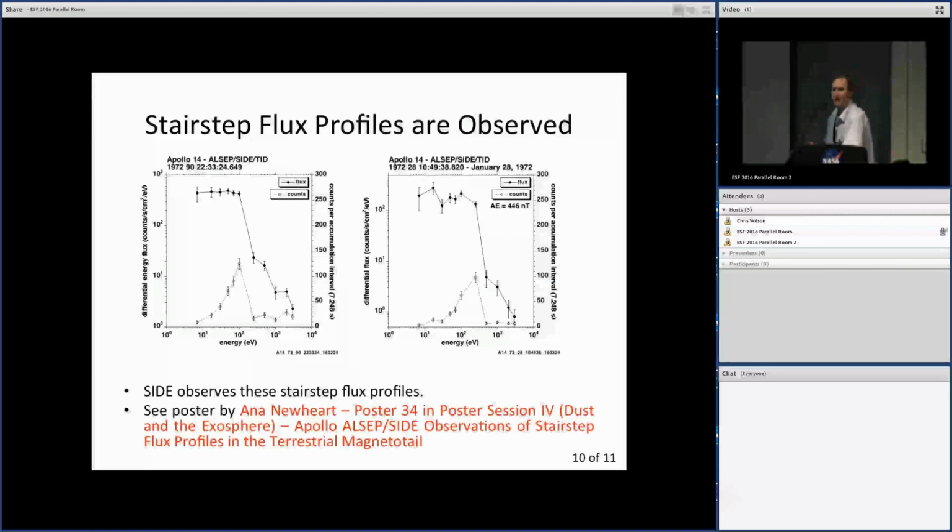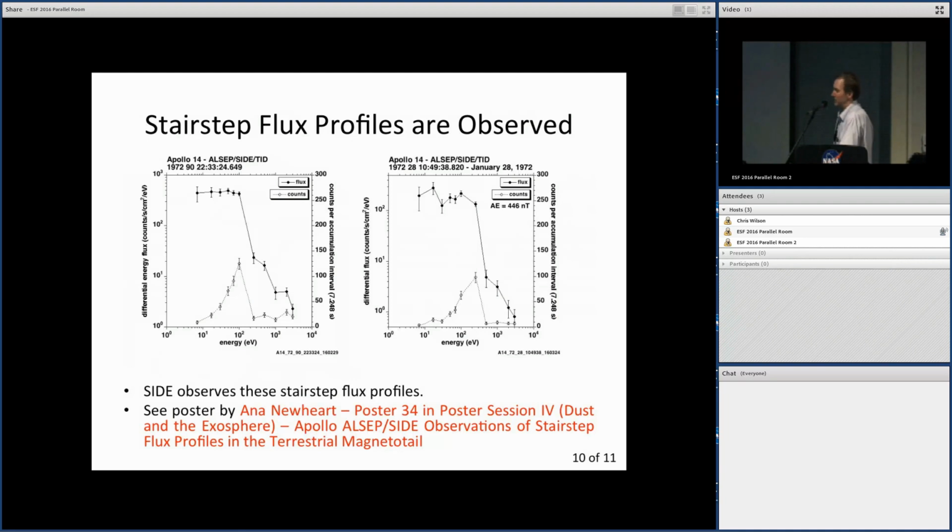And in fact, we do see these types of profiles in the SIDE data on the lunar surface. I've shown two SIDE spectra here, illustrating this type of stairstep flux spectral form. Note that in both of these cases, the differential flux at low energies is approximately constant, and then at some cutoff energy, determined by the lunar surface potential, the flux drops off precipitously, by over an order of magnitude in both cases.